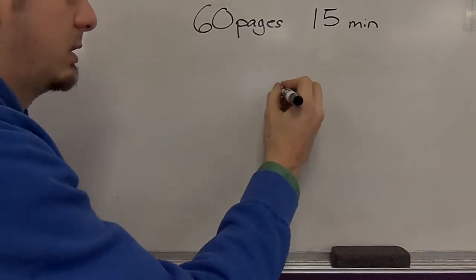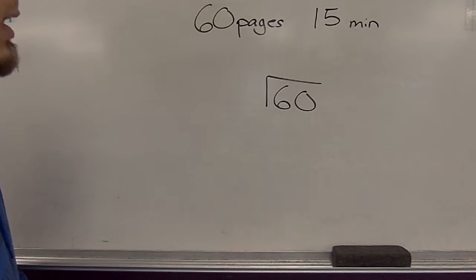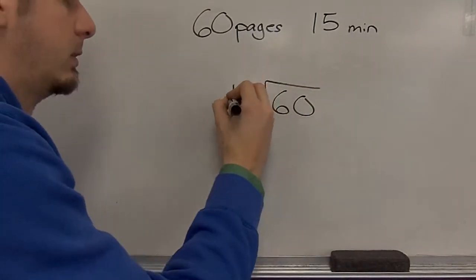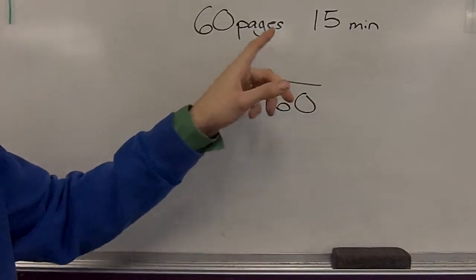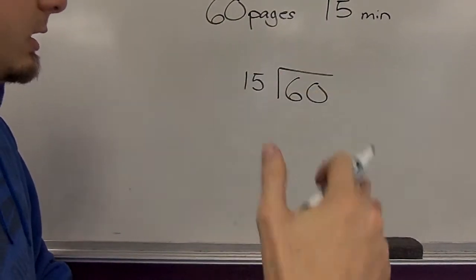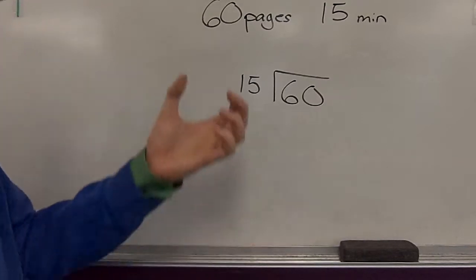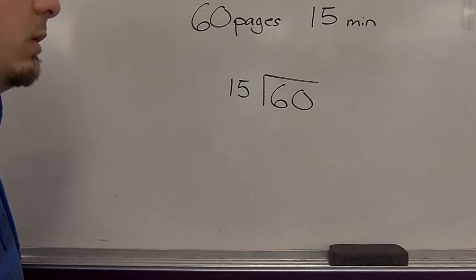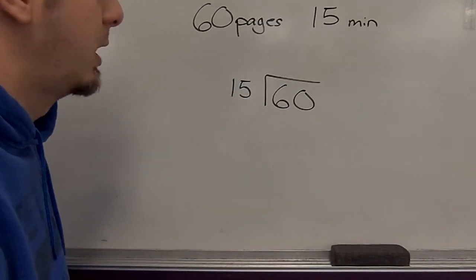Well, you're going to take your 60 pages, and if you want to know how many pages you read per minute, you're going to divide your 60 pages by 15. Because what that's going to do is take the 60 pages and split it into 15 equal pieces. Each of those pieces will represent one of these minutes, and that will tell you how many pages per minute.